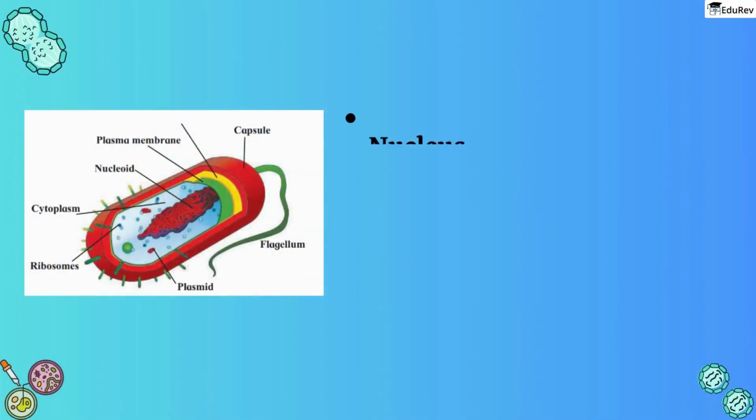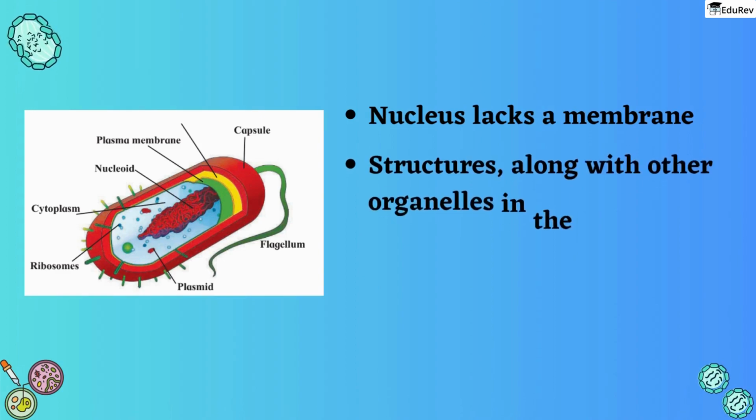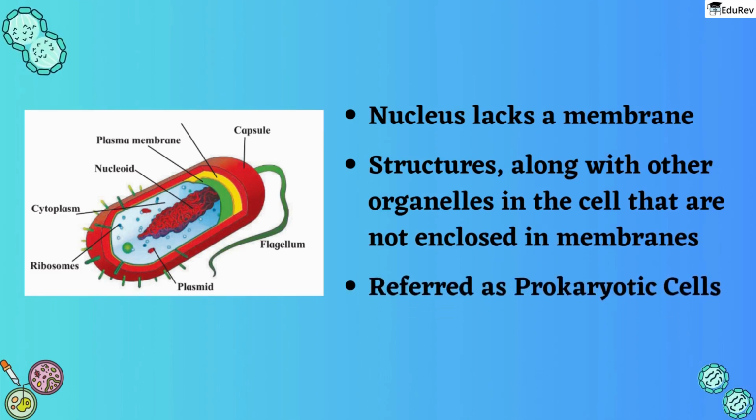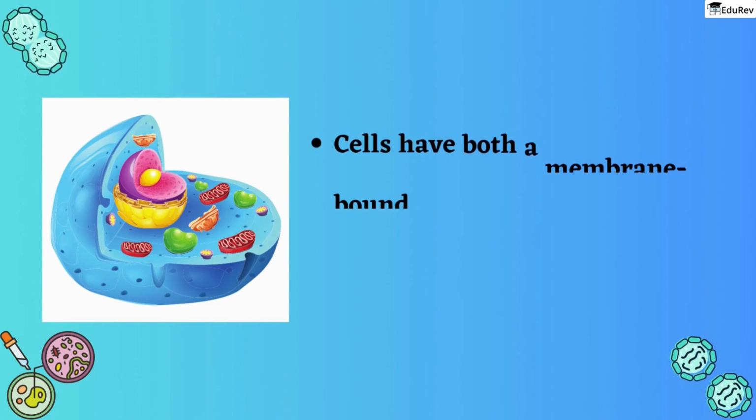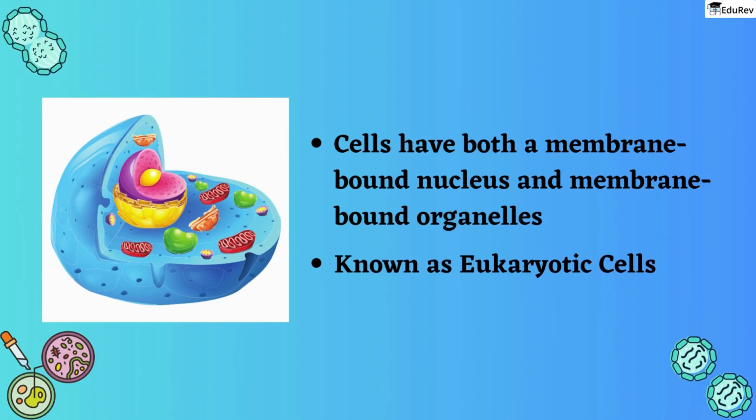In certain cells, the nucleus lacks a membrane. These structures, along with other organelles in the cell that are not enclosed in membranes, are referred to as prokaryotic cells. On the other hand, cells that have both a membrane-bound nucleus and membrane-bound organelles are known as eukaryotic cells.